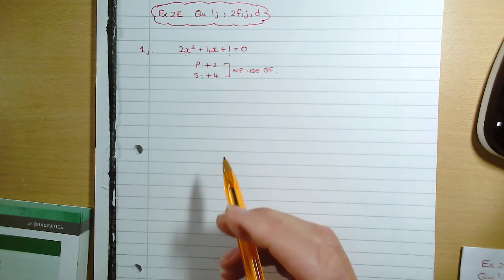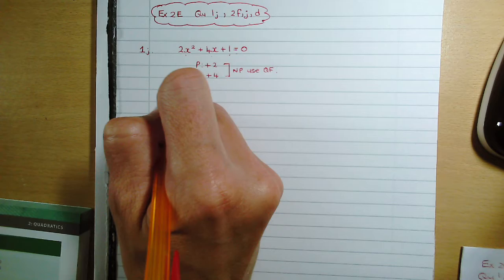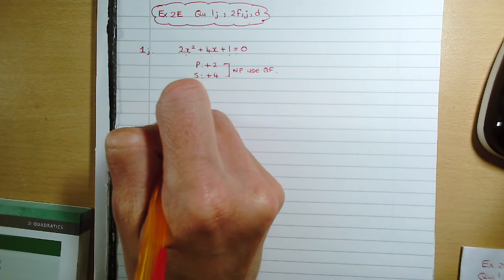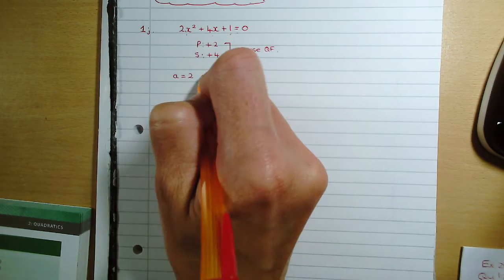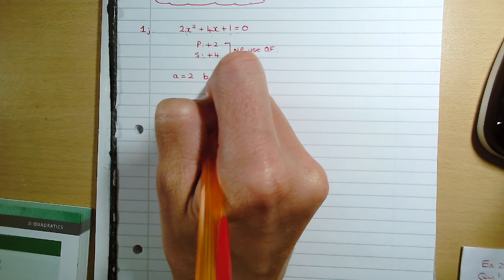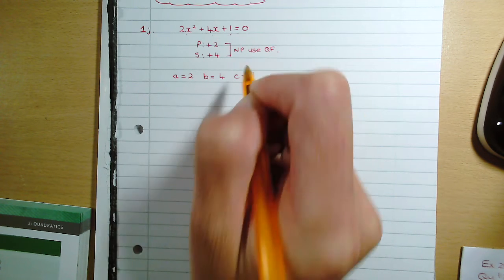That's what it asks us to do in exercise 2E, to use the quadratic formula. So identify A, B and C. A is the coefficient of x squared, which is 2. B is the coefficient of x, which is 4, or positive 4. C is the number term. So C is just positive 1.